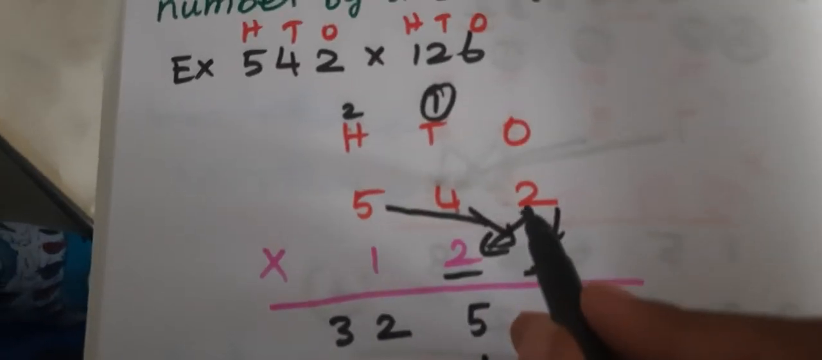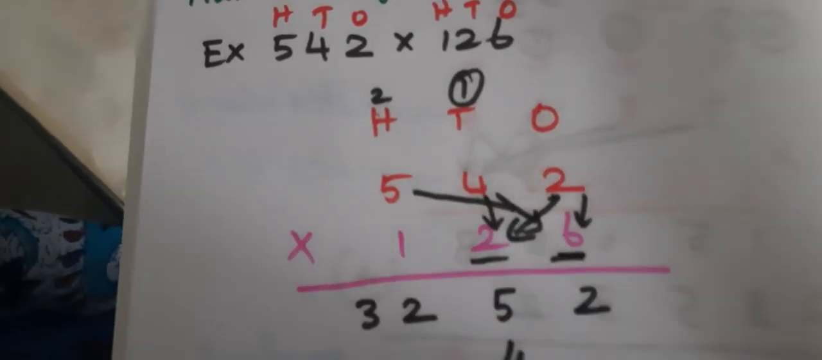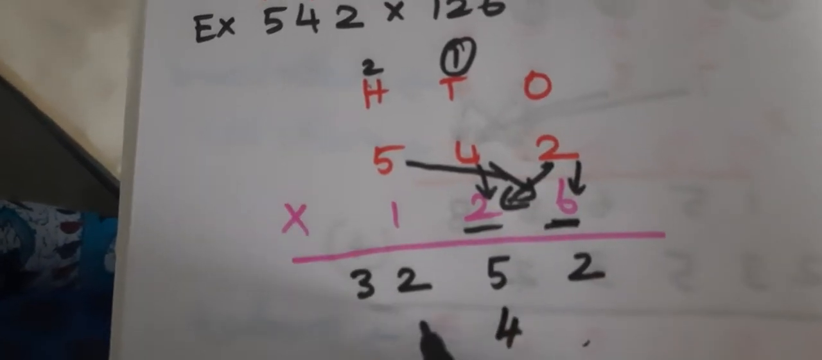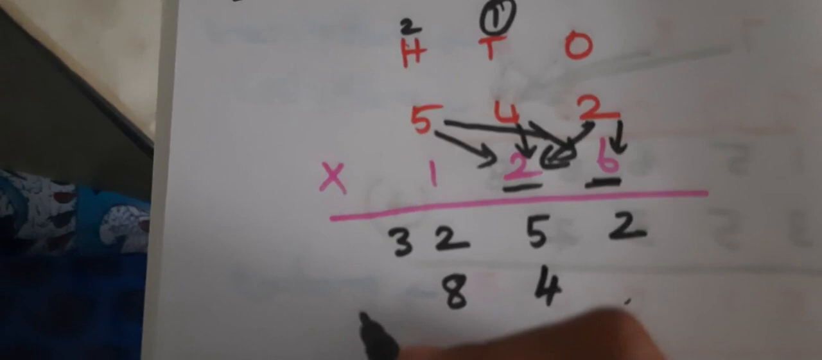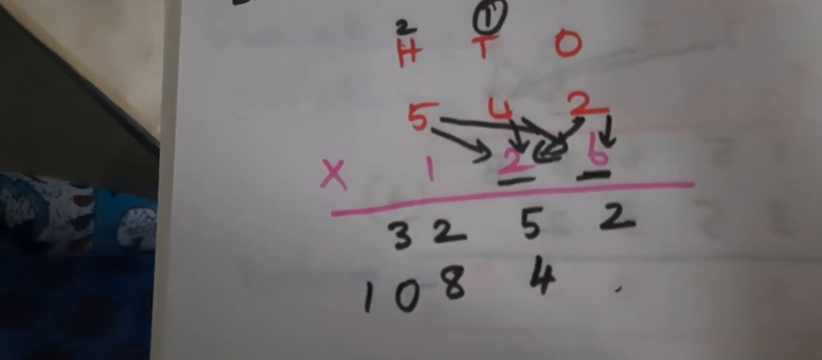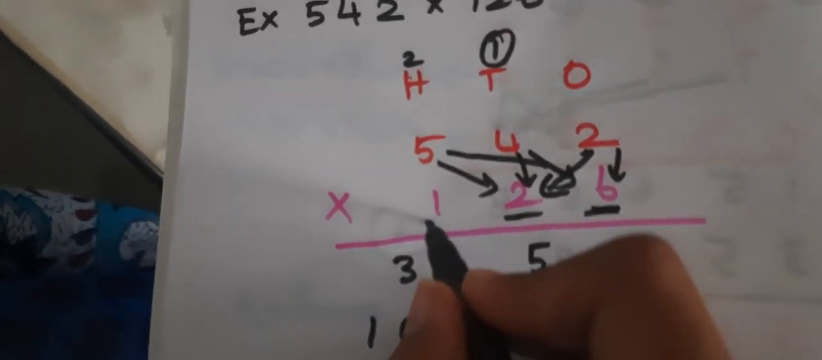Okay, next. 4 into 2. 4 into 2 means it's an 8. 8. 5 into 2, it's a 10. You have to write it here. Okay, next. So one more place is there.